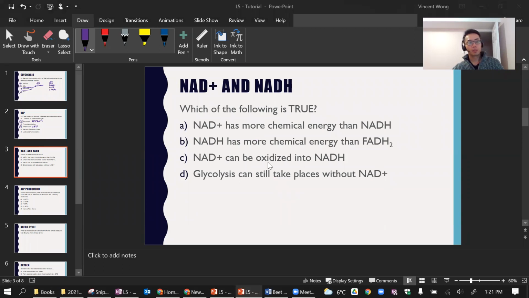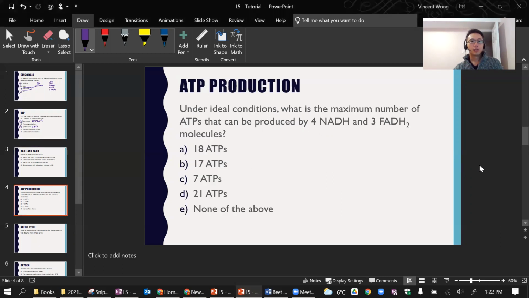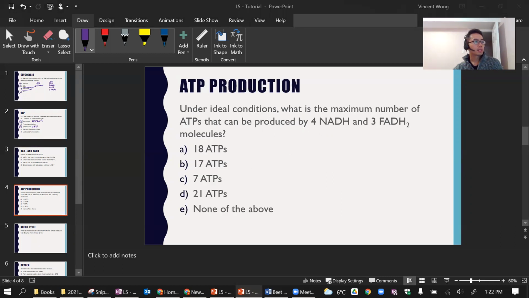Yeah, almost all of you got it right. The NADH has more chemical energy than FADH2 because each NADH can produce 3 ATP, but FADH2 can only produce 2, right? So B is the correct answer. This is not correct because NAD+ has to pick up the high energy electron to become NADH, right? So it's more energized afterwards. Okay, here is another one. Let's see if you guys can get it.